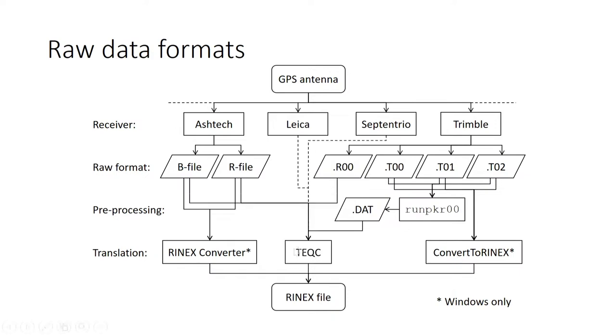So this is TEQC. TEQC is freely available, as well as RUN PKR is also freely available. So when you use this platform, you can get the RINEX file from the binary file. They initially provide the binary file, which has all the ephemeris information as well as the observed information from the different constellations.